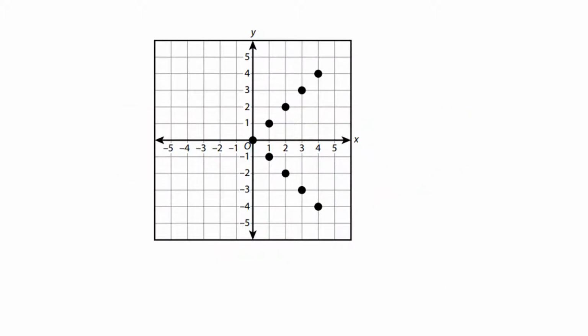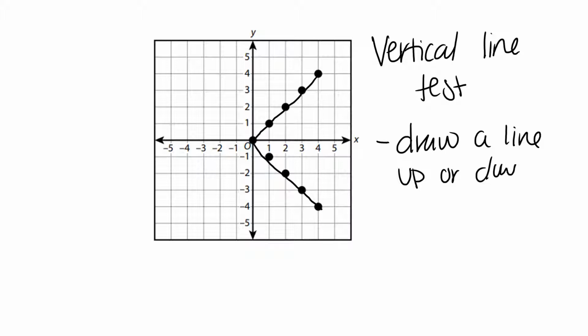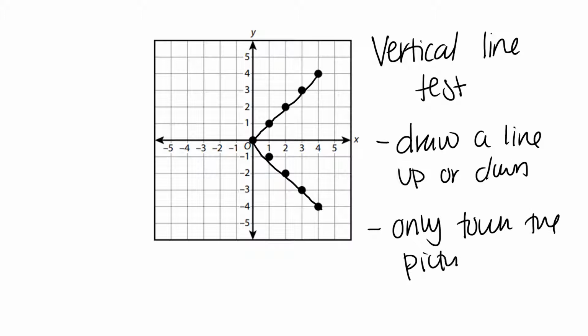Now, for a graph, we can connect these dots, and then we're going to do what is called the vertical line test. The vertical line test is where you draw a line going up or down, and it can only touch the picture one time.